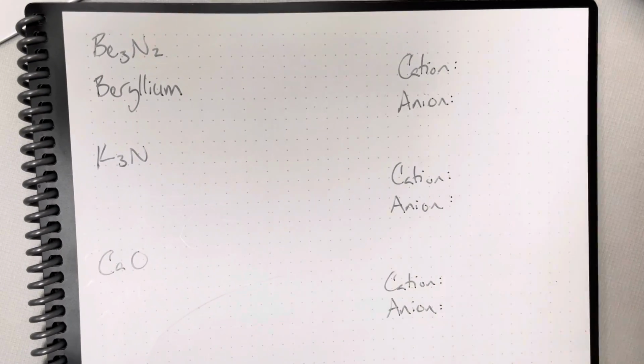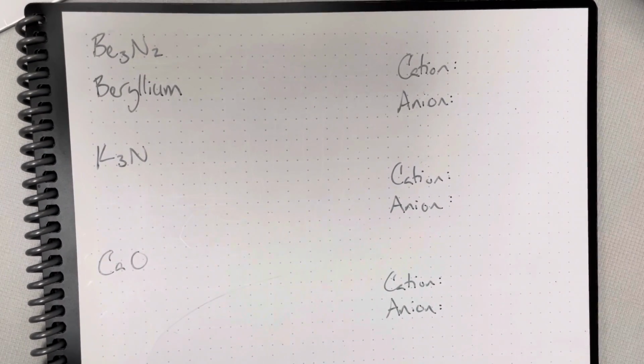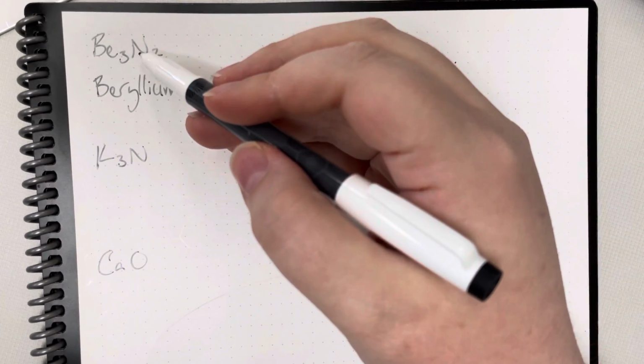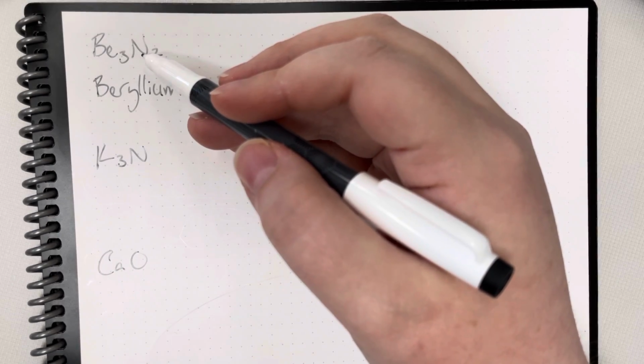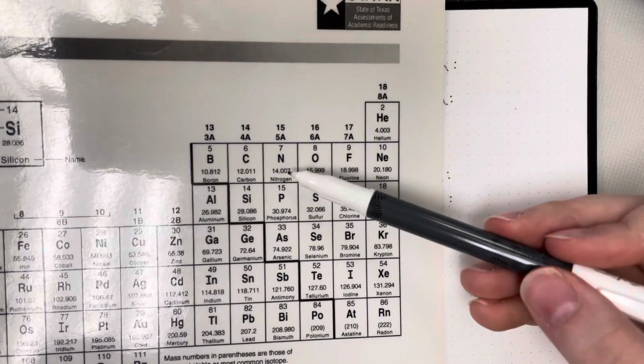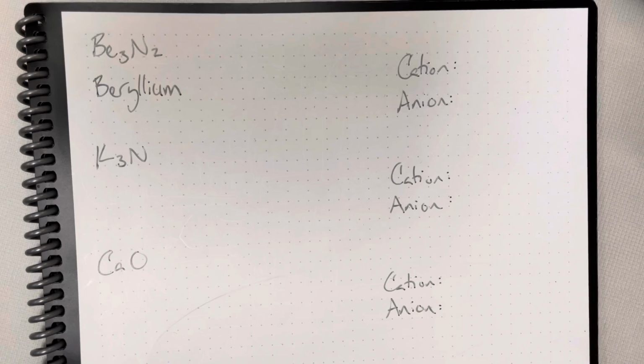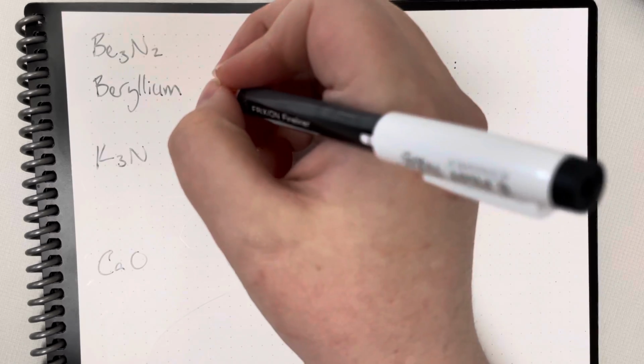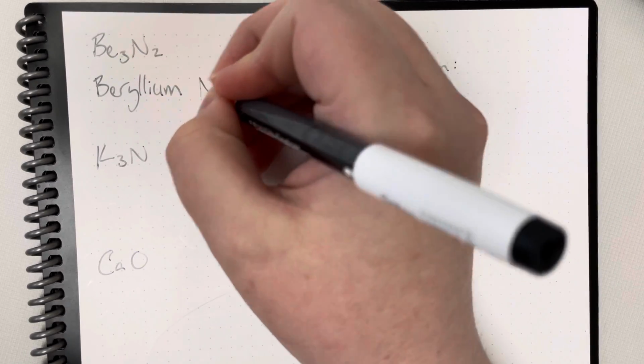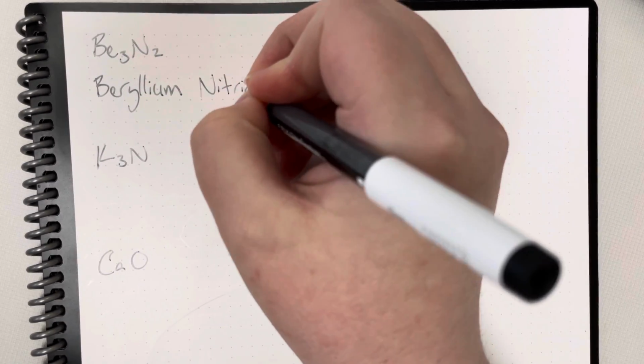is just state the name. So far, all I have is beryllium as my name. Next, I will look at my partner ion. That's going to be N. N is nitrogen. Nitrogen is going to be my anion, and my anion changes its suffix to "ide." So this will be beryllium nitride.